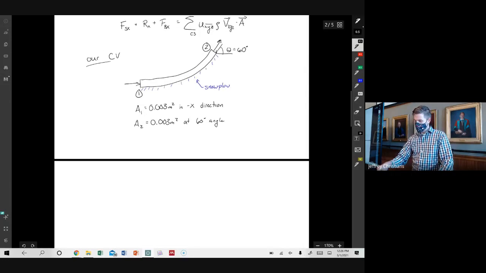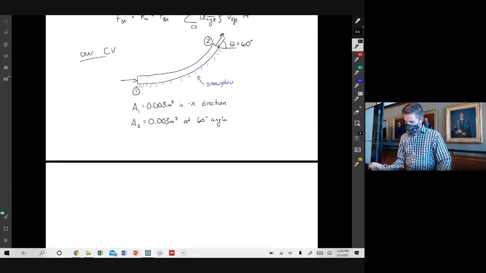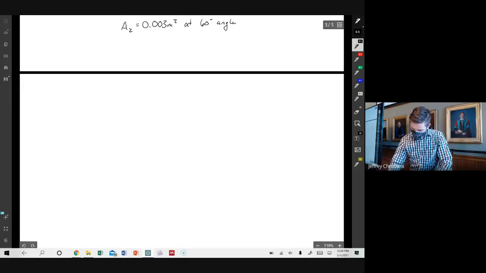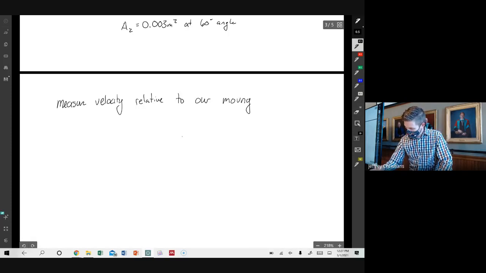We have to keep track now of velocities relative to that control volume, right? So our entire control volume is moving to the right at 10 meters per second. So we have to look at what is the jet velocity relative to that. So how do we measure velocity relative to our moving control volume?